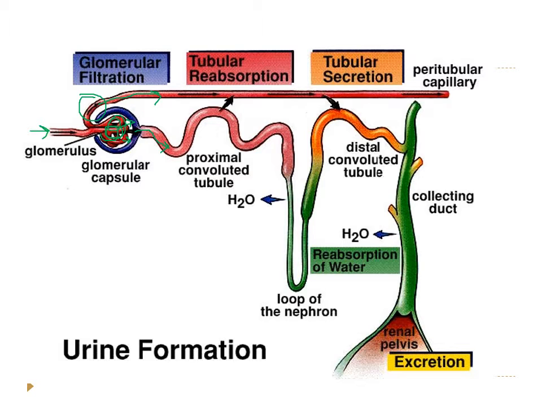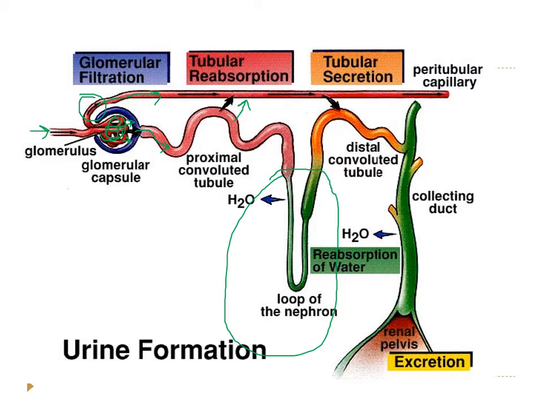We first talked about filtration, so the second job then is tubular reabsorption. We're going to reabsorb from the filtrate back into the bloodstream those things we don't want to lose, such as glucose and amino acids and some sodium. The filtrate's then going to move through the loop of Henle, where I talked about some reabsorption of water and sodium can also occur.